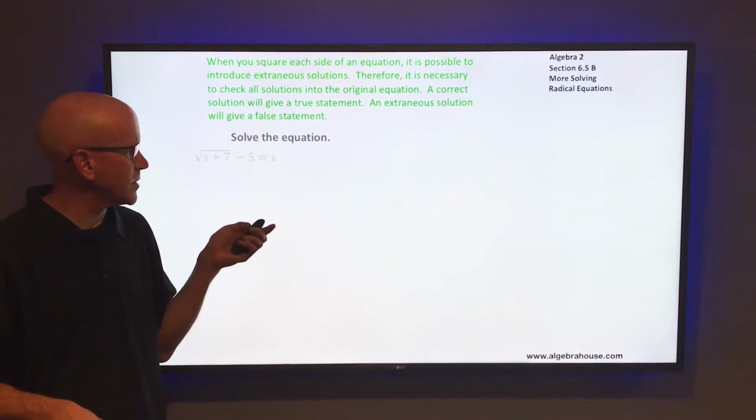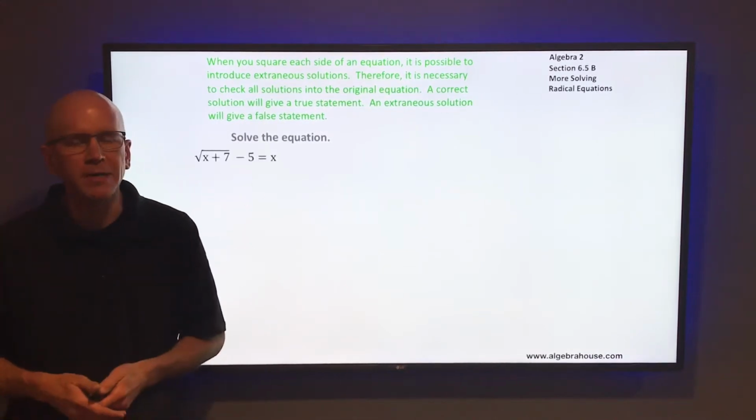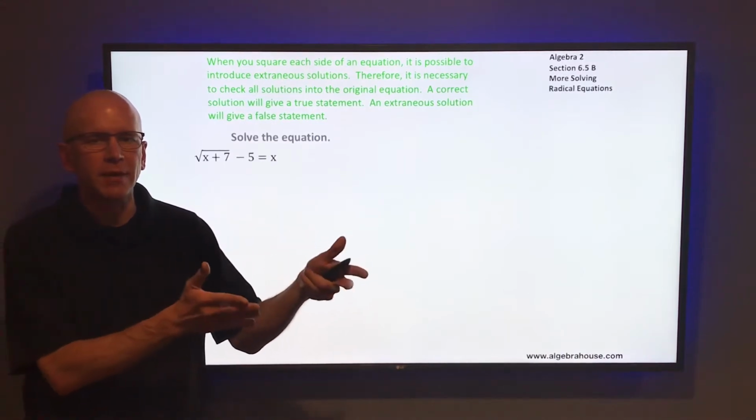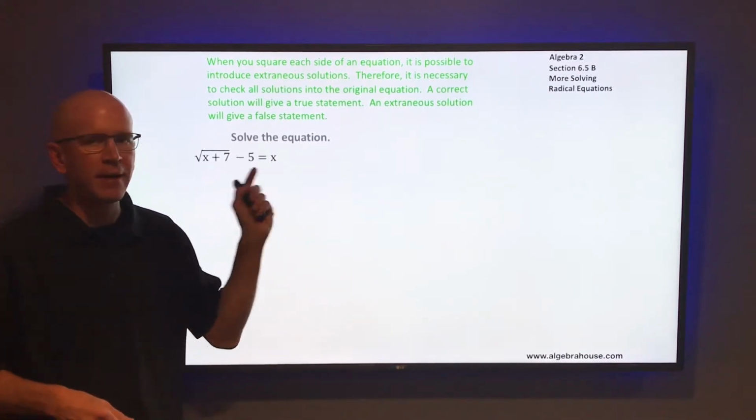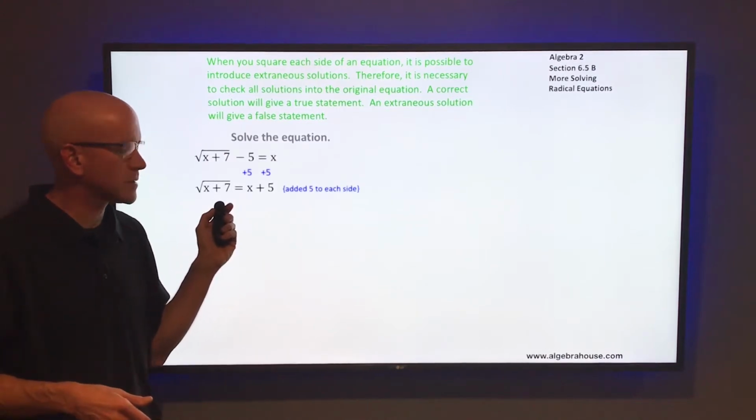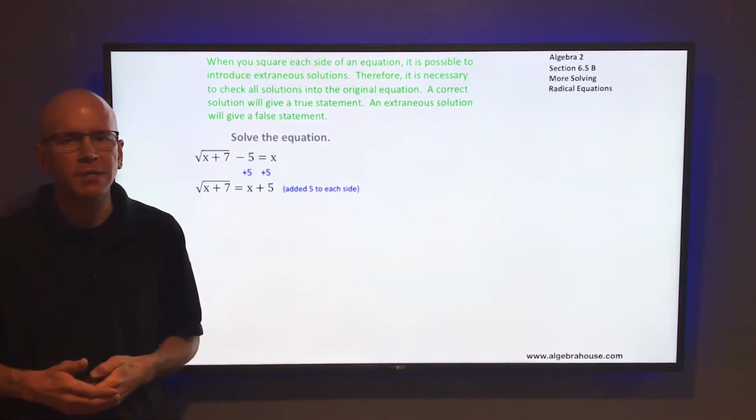I'm going to solve this equation for x. The square root of x plus 7 minus 5 equals x. So you want to isolate the radical to one side, move everything else to the other side. So that negative 5 needs to be moved to the right-hand side. Add 5 to both sides. When you do that, you get the square root of x plus 7 equals x plus 5.